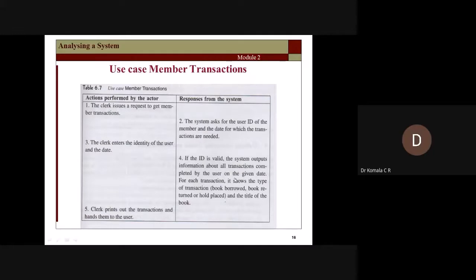So it will give the information of all your transactions on a particular date, and it gives the details of on what date you have borrowed the book and the return date and the deadline to be followed and the title of the book. So once everything is known, the clerk will take the printout of these transactions displayed on the system. Then he will hand it over to the user. This is how you have to write the use case for member transactions.